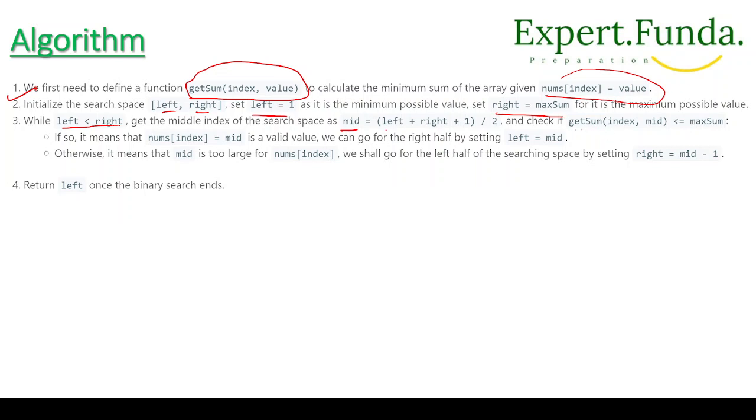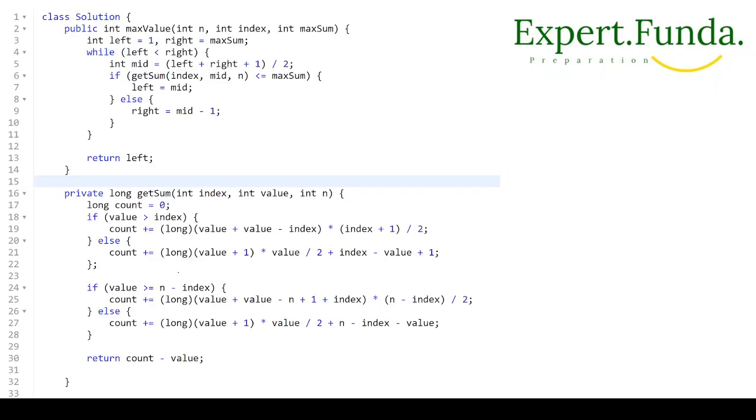We'll check if the getSum is less than the maxSum. If so, it means nums at index is mid is a valid num, and we can go for the right half by setting left equal to mid. Otherwise, it means the mid is too large, so we shall go for the left half of the search space and set right equal to mid minus 1, and we will return once the binary search ends. What we have to do here, we will talk about later.